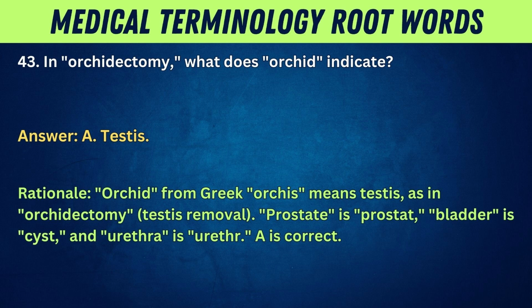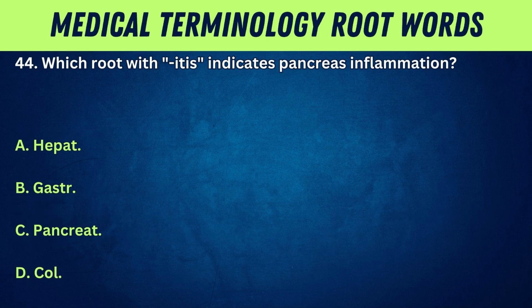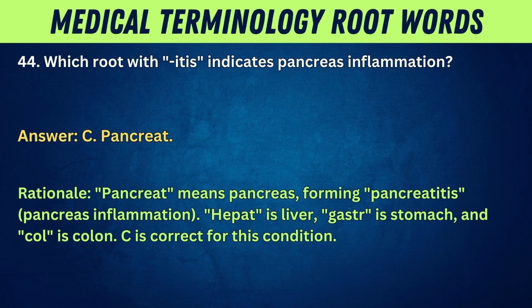A is correct. 44. Which root with itis indicates pancreas inflammation? A. Hepat. B. Gaster. C. Pancreat. D. Col. Answer: C. Pancreat. Rationale: pancreat means pancreas, forming pancreatitis, pancreas inflammation. Hepat is liver, gaster is stomach, and col is colon. C is correct for this condition.